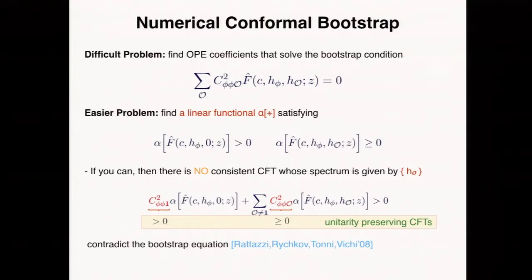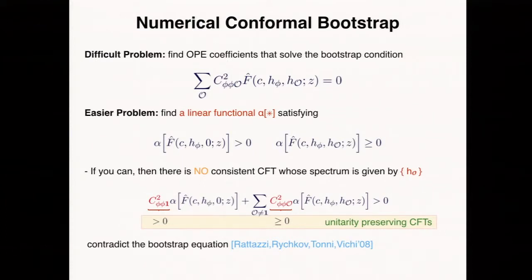Now, we want to find some linear functional acting on these equations, satisfying that, because we sum over all the operators, one of the key contributions will be the vacuum contribution, and we choose the coefficient of this linear functional with a normalization such that this is positive.